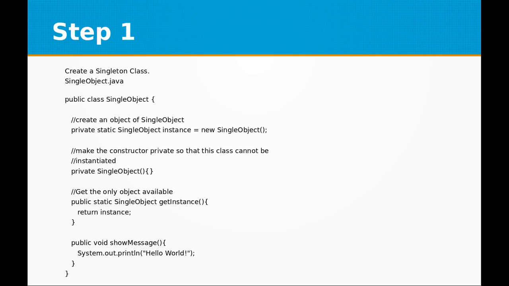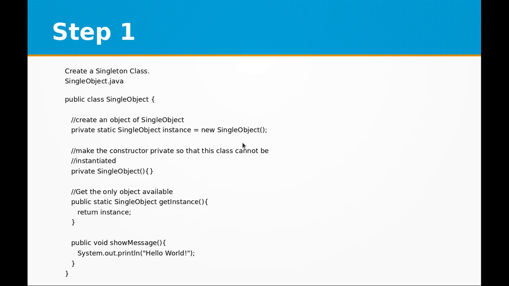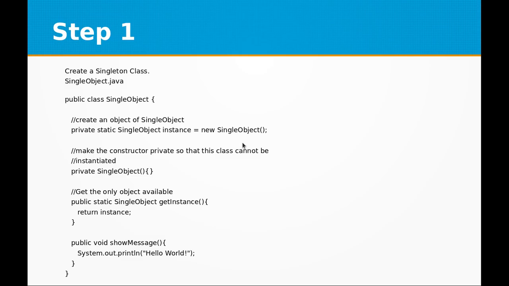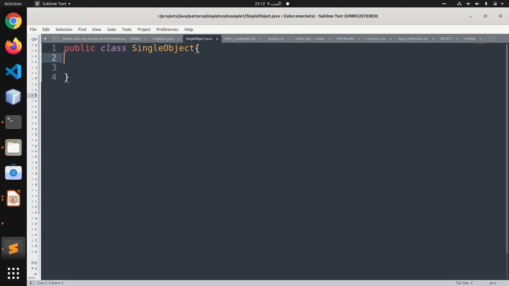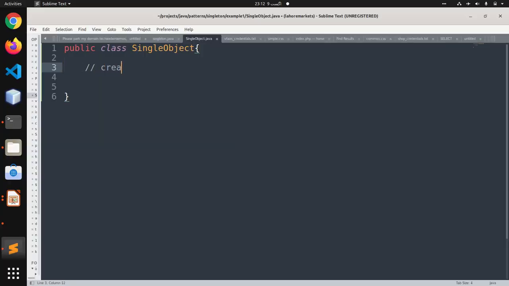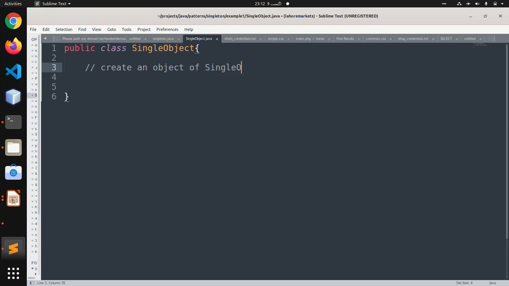Okay, so step 1. Let's create a singleton class, Singleobject.java. So let's go to the editor and we are going to define a class, public class, and its name will be Singleobject. And now let's define an object of single object. Create an object of single object.